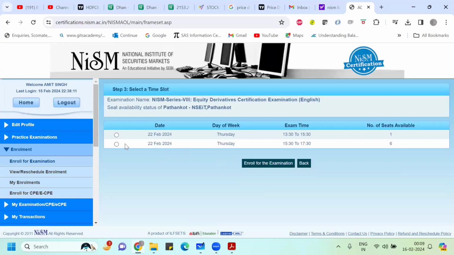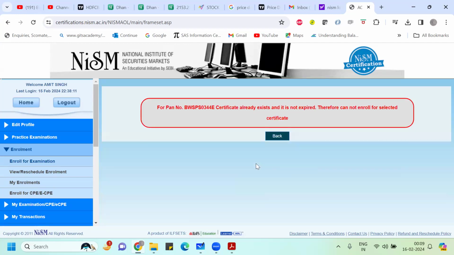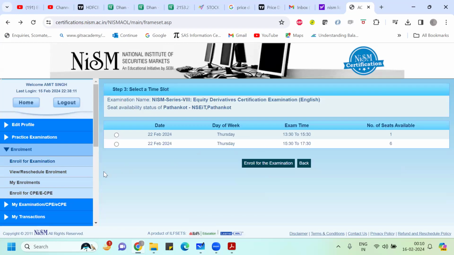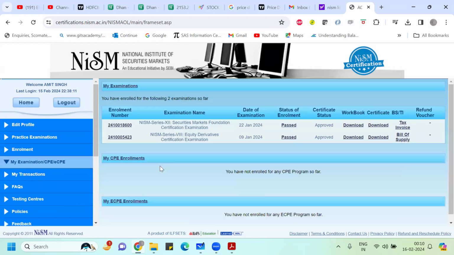So I believe now you must be getting the picture. Then you can select when you want to write the exam, and then you can enroll for the examination. Since I have already written the exam, that's why they're showing this. They're showing me that I have already written the exam and got very good marks. So for you, it doesn't matter. No need to write the exam again. You already have written the exam.